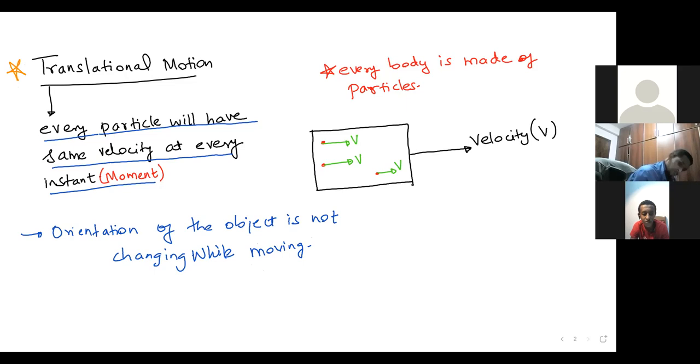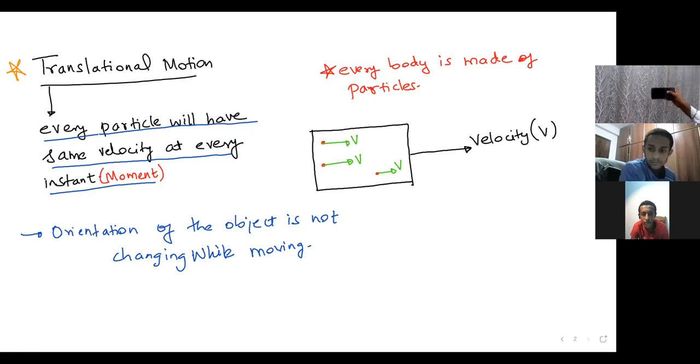See the phone. Don't you think even the phone is going like this? At every moment, each and every particle of my phone is having the same velocity. See, it's not circular, isn't it? Are you understanding this, everyone? It's not rotating, correct? I hope this is clear. See, this is translational. It looks very fancy because my phone is not rotating.